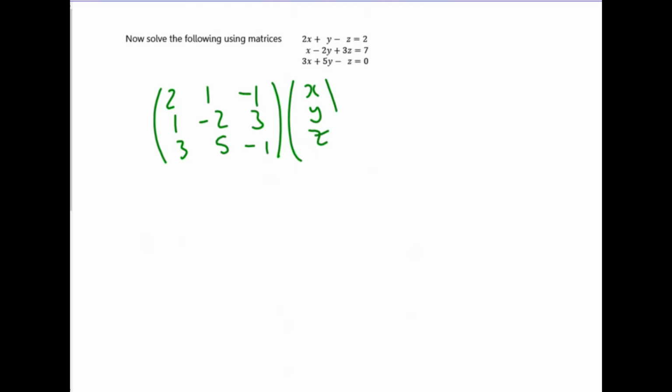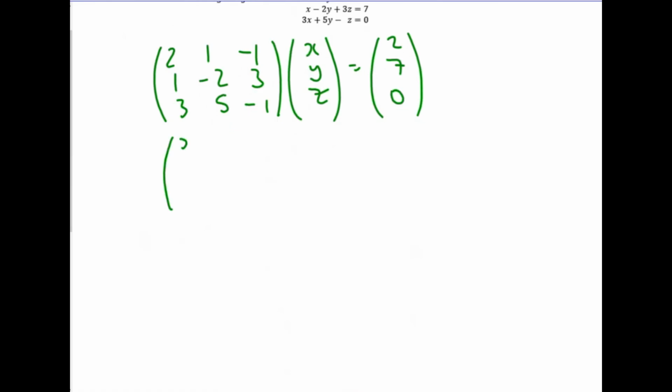So I'm going to set up this matrix with the coefficients of my x, y, and z. It has to be in the same order, x, y, and z. This will be times by a vector including x, y, and z, and will be equal to the numbers on the other side. To solve this, I'm going to times by the inverse of this matrix on the left. It's really important that it's on the left.